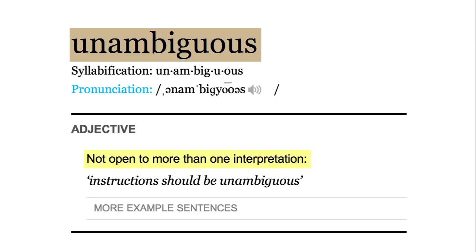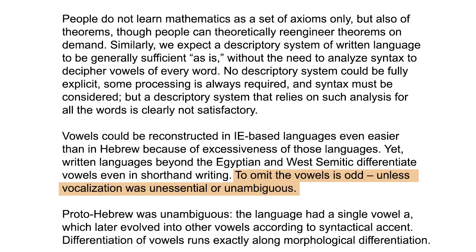This is the Oxford English Dictionary. The word unambiguous means something that is not open to more than one interpretation. So let's read it again. It says, to omit the vowels is odd unless vocalization was unessential or unambiguous. In other words, the reason why there are no vowels written in the ancient Hebrew text is because the pronunciation of the words was unambiguous, meaning it was clear. It wasn't open to different interpretations.